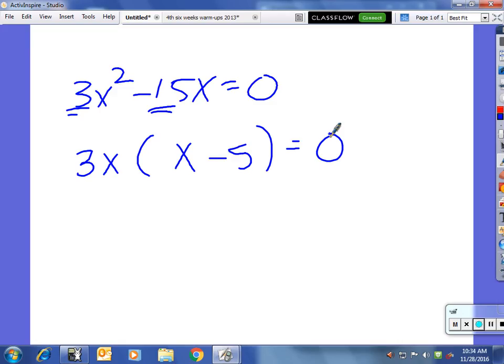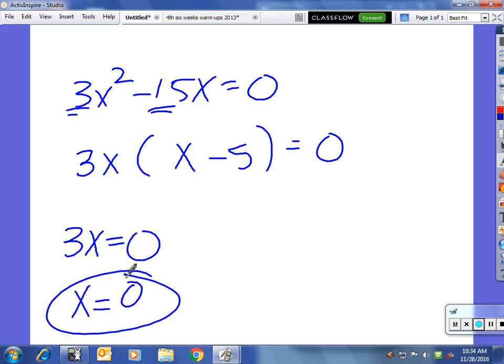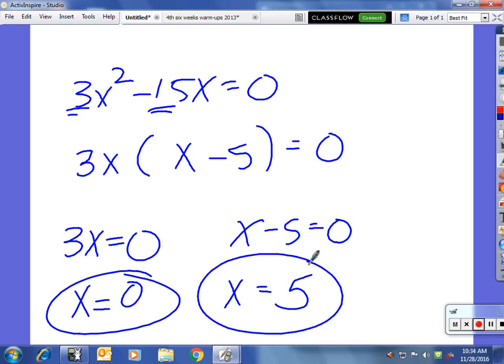No, what's the other one? 0. If 3x equals 0, what does x equal? Yeah, 0 divided by 3 is 0. 3 times some mystery number is 0. That number has to be 0. If x minus 5 equals 0, what does x equal? 5. This thing is crossing the x-axis at 0 and at 5.